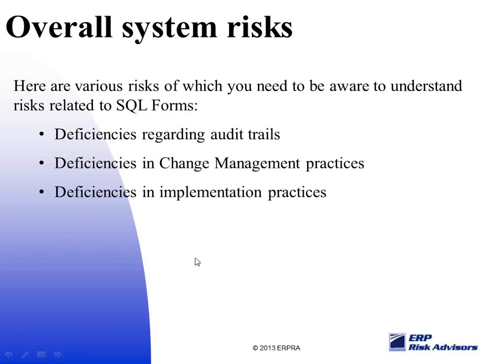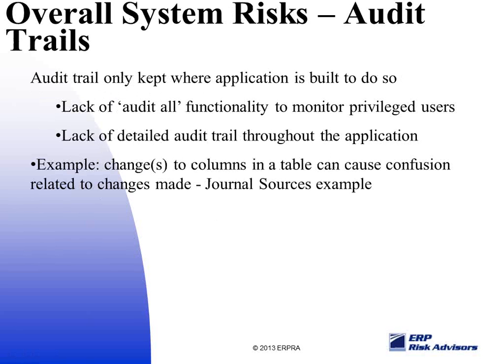The first thing we're going to talk about is audit trail deficiencies. This is a common topic to ERP systems in general, but we're specifically talking about E-Business Suite today. The primary point is that the audit trail is only kept where the application is built to do so. Audit trail is when there's an insert, update, or deletion statement, an I, U, or D, what we call a DML statement, that the system is tracking the activity behind the scenes. An insert would show a value for the first time, a delete would show the value being deleted, and an update would show before and after values.